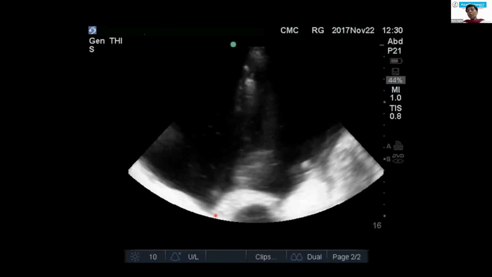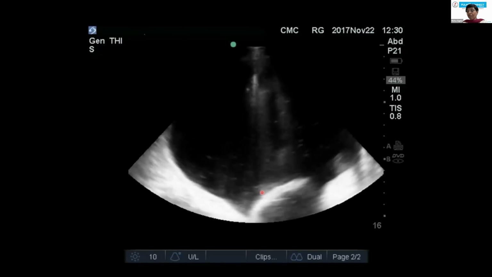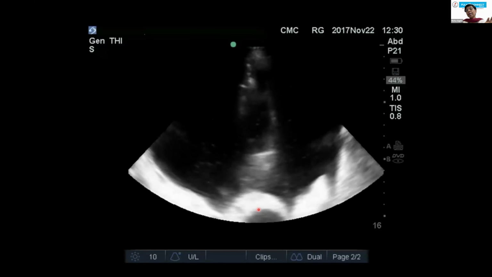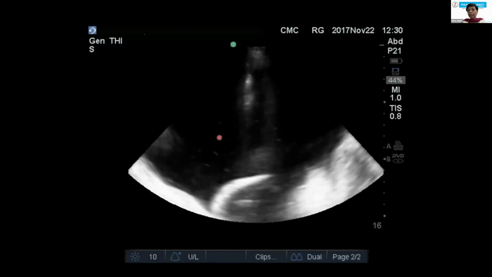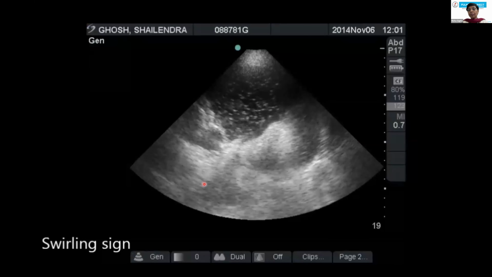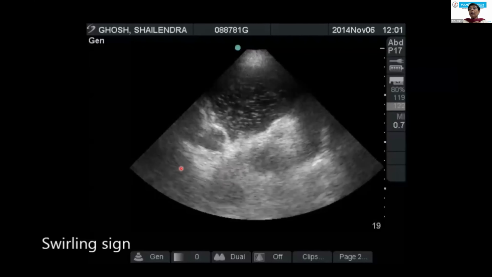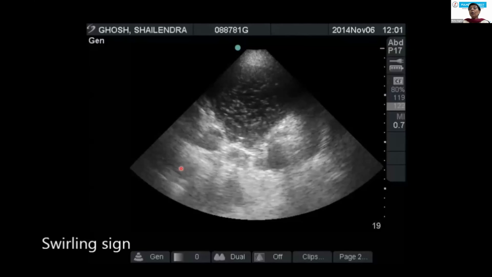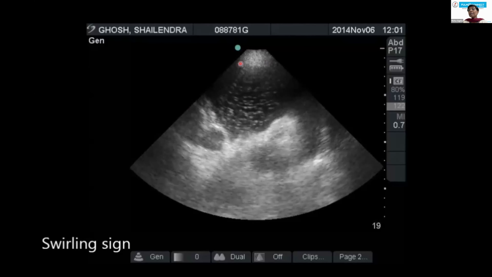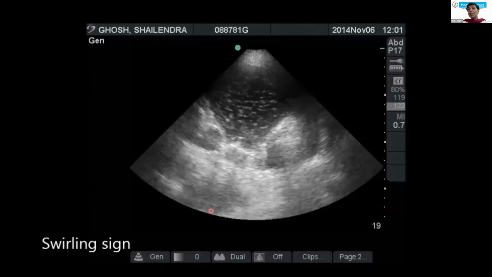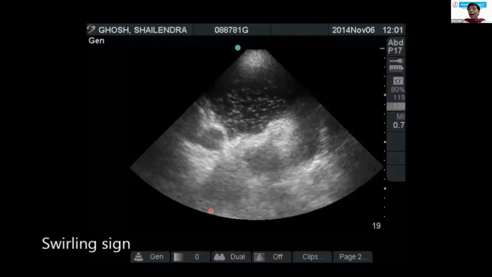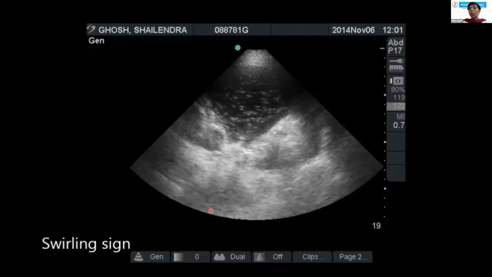This is what I was talking about, the flapping lung, or the jellyfish sign, or the hockey stick sign, which is a collapsed lung seen undulating up and down. There is an effusion here. This is called the swirling sign, where you can see echogenic debris or echogenic shadows swirling within the pleural effusion with respiration. Now this can be present in patients who have hemothorax, or in patients with empyema, or in patients who have highly cellular malignant pleural effusion.